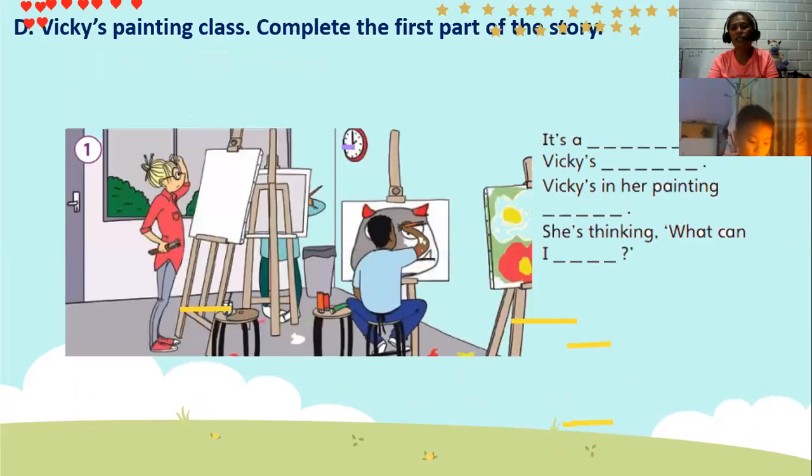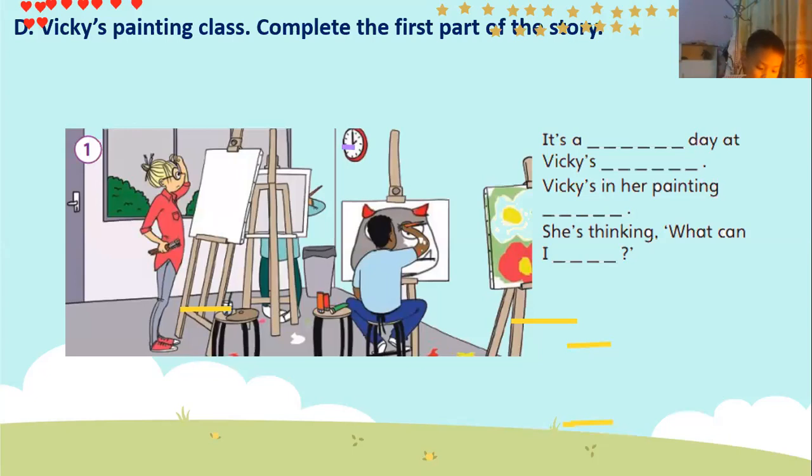Okay, let us see this one. Okay, Vicky's painting class. So look at this one. This is Vicky. Vicky's painting class. Complete the first part of the story. Okay, we need to complete the first part of the story. Excuse me. What do you think Beat is doing?